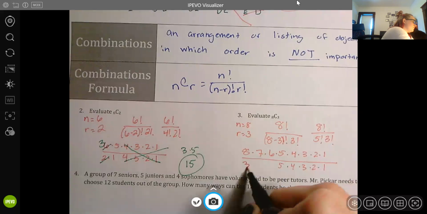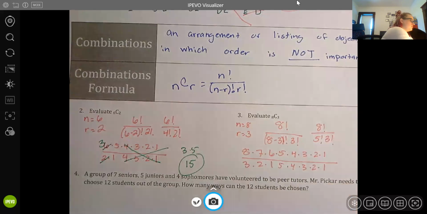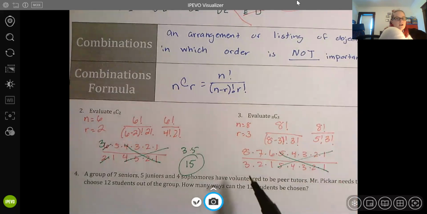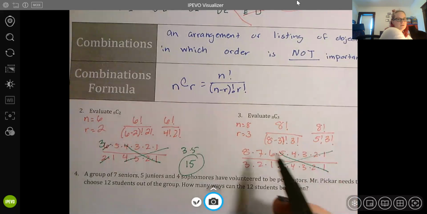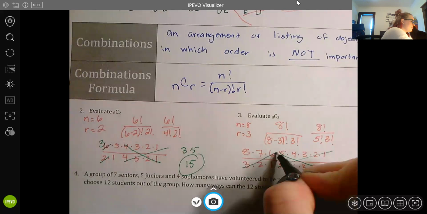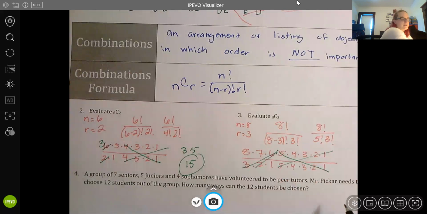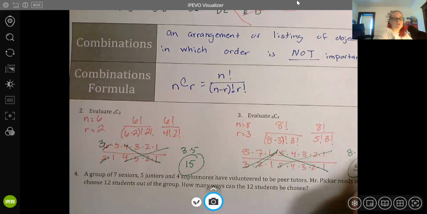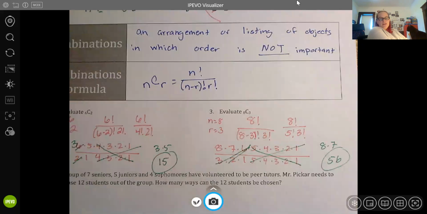3, 2, and 1. All right, so I'm going to simplify. Anything 5 and under is gone. So here I have a 3 times 2. So 3 times 2 is going to give me 6. So I'm going to cancel that 6 out on the top. And now we're left with 8 times 7, which gives us a total of 56.